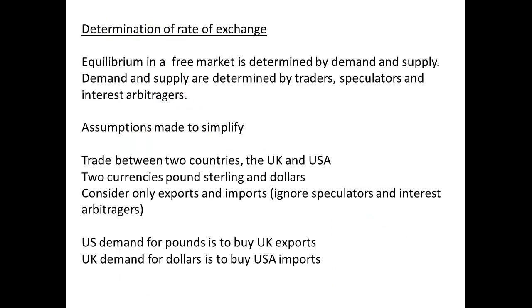To consider the effects of rate of exchange, we refer to some of the ideas we have already looked at earlier. Equilibrium is determined by demand and supply, and these in turn are determined by the actions of traders, speculators, and interest arbiters. We will assume trade between two countries, dollar and pound, and consider only the activities of imports and exports. The US needs pounds to buy UK exports. The UK needs dollars to buy US imports.